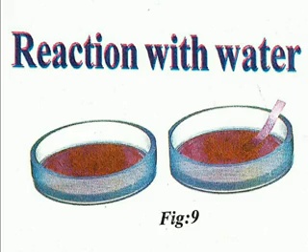So till now we discussed the chemical properties of metals. What are those properties we discussed? Reaction with oxygen, reaction with water, and rusting of metals. These are the properties.